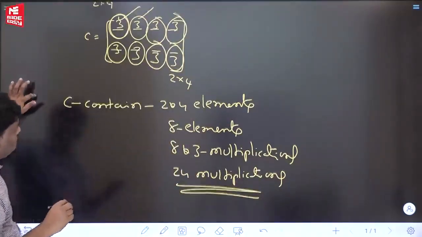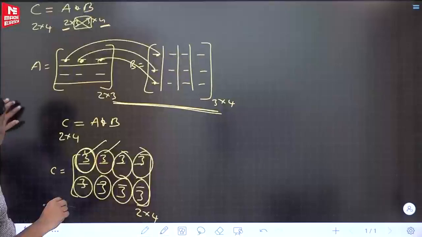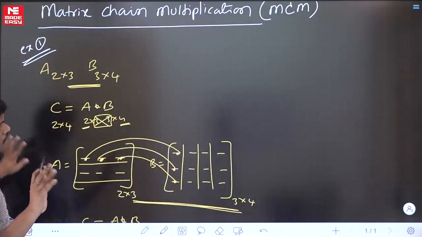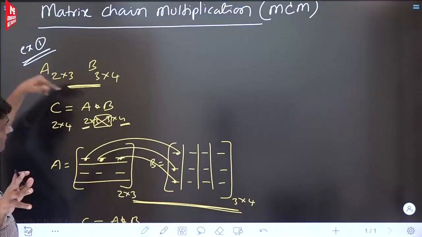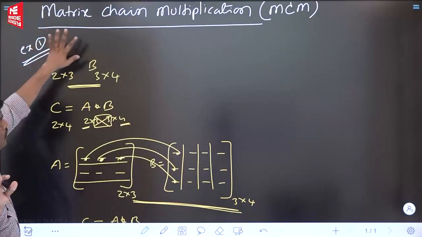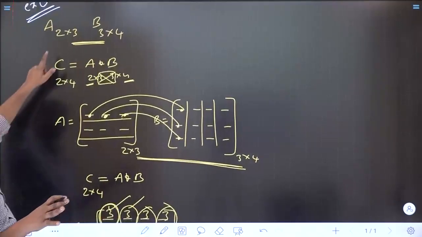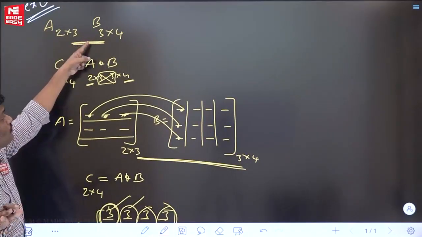Now see the final line. What I discussed until now, let me explain once. See this one. Topic name is matrix chain multiplication. To explain this particular application, I want to give one example I wrote. What is that one? A matrix of size 2 by 3, B matrix of size 3 by 4.